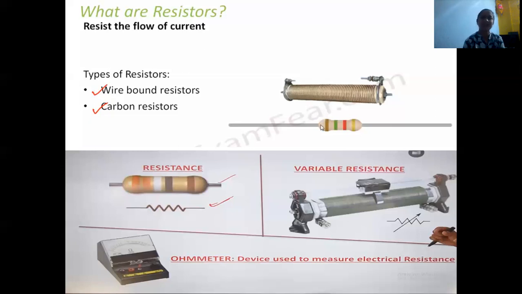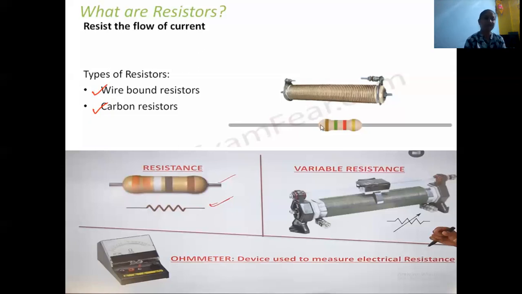Okay, there is a slight difference, children. So resistance is the property and resistors are the objects. So see the difference. Resistance is the property and resistors are the objects. So be clear on the difference between resistance and resistor.